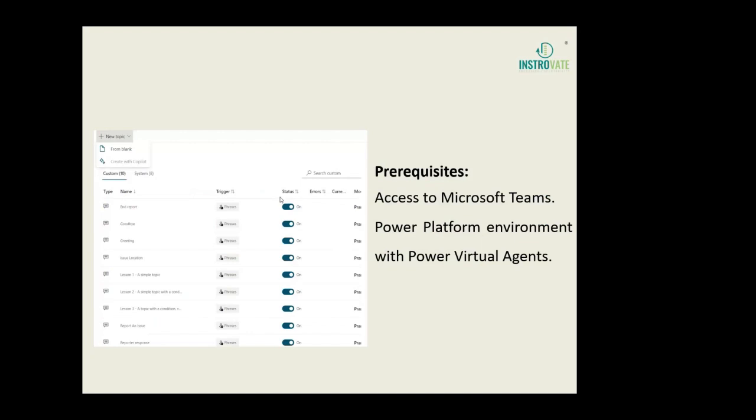So here, prerequisites will be access to Microsoft Teams and a Power Platform environment with Power Virtual Agents. Okay, so like the topic I have explained here, you can see plus new topic from blank. From here you can create new topics. Here you are seeing the topics which are already available in the chatbot, like greetings, goodbye, and report issue location. Such kind of topics are already available. Here you can see phrases in triggers, status, errors, everything is available. So this kind of user interface you will get when you are trying to create new topics.